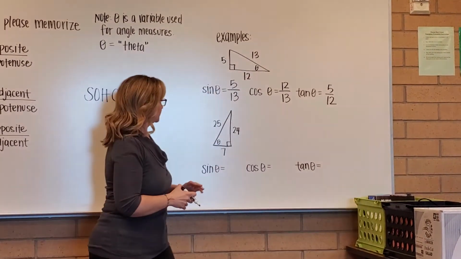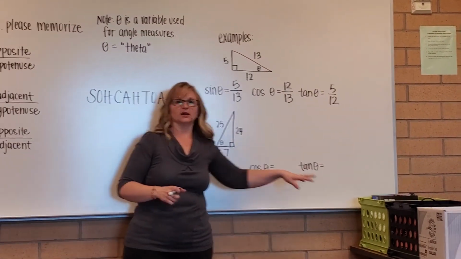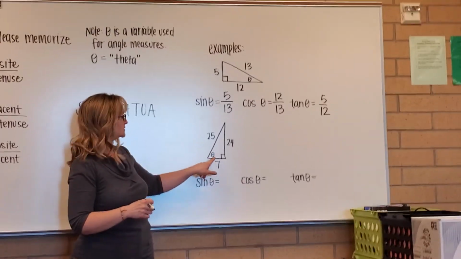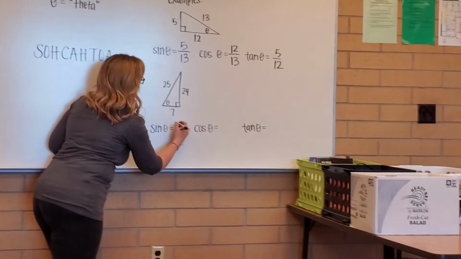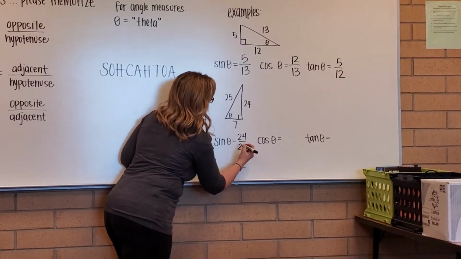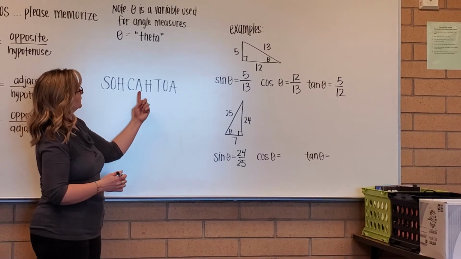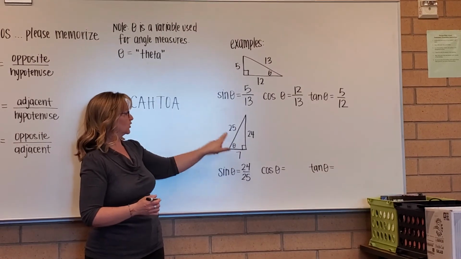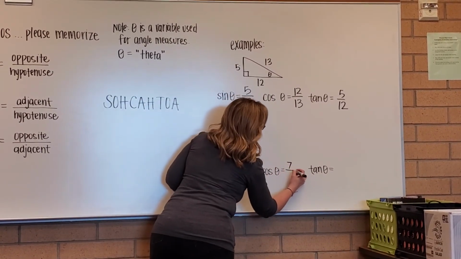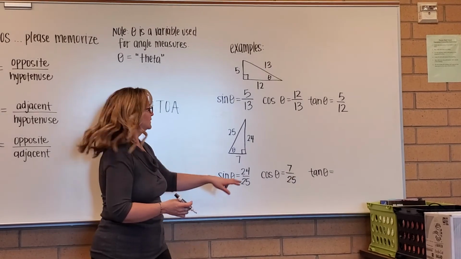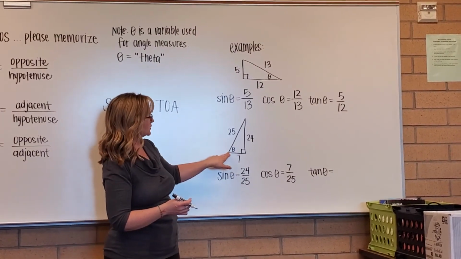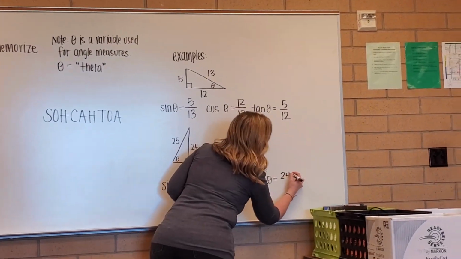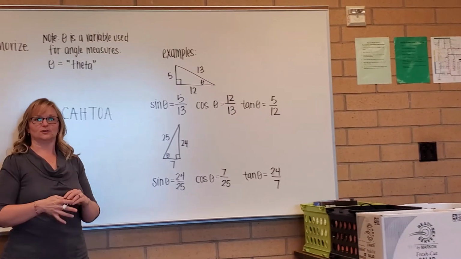Okay, one more example. Sine, cosine, and tangent of theta. Again, from theta, we've got sine, which is opposite over hypotenuse, so 24 over 25. Cosine is, again, the ratio from adjacent to hypotenuse. So the adjacent side is the 7 over the hypotenuse, 25. Last one. Tangent, opposite over adjacent. So the opposite side is 24. The adjacent side is 7. And that is how you do your assignment.